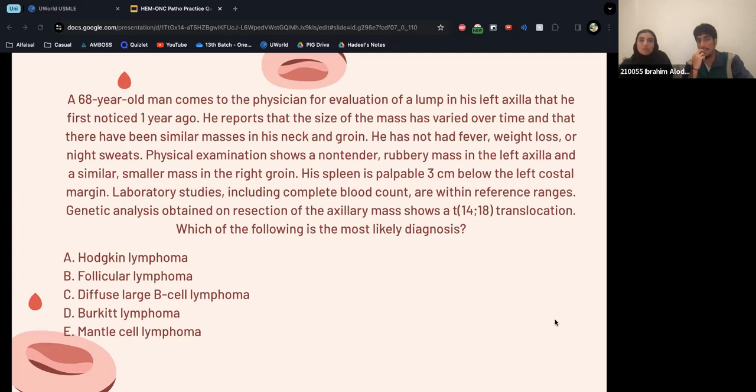So which of these is the most likely diagnosis? A, Hodgkin's lymphoma; B, follicular lymphoma; C, diffuse large B-cell lymphoma; D, Burkitt's; or E, mantle cell.